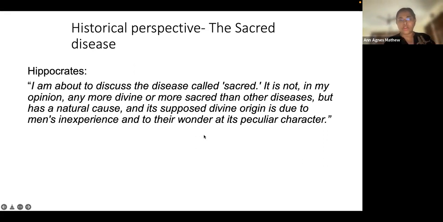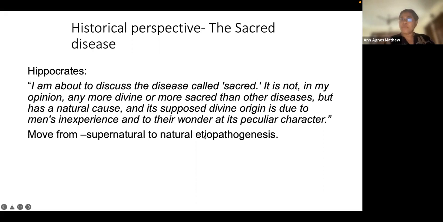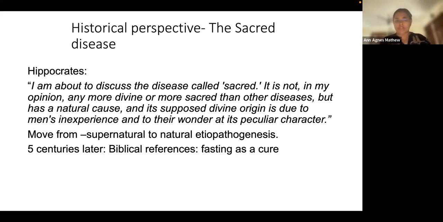Then Hippocrates goes on to say, so from there, we've moved on from supernatural to natural etiopathogenesis, what is causing it. And five centuries later, there are biblical references in the Bible saying fasting as a cure. This happened everywhere. People were locked up.